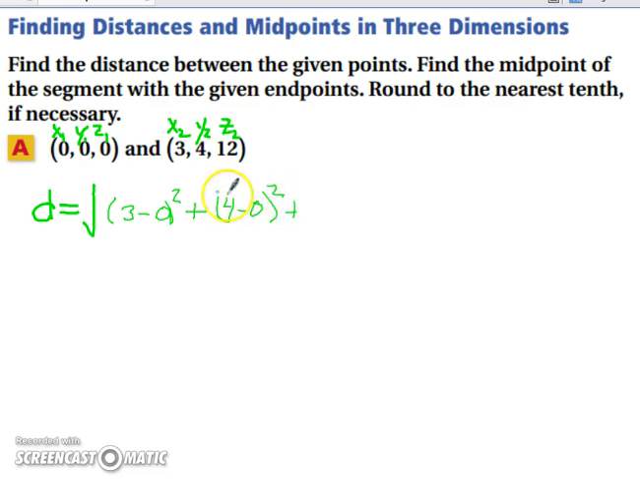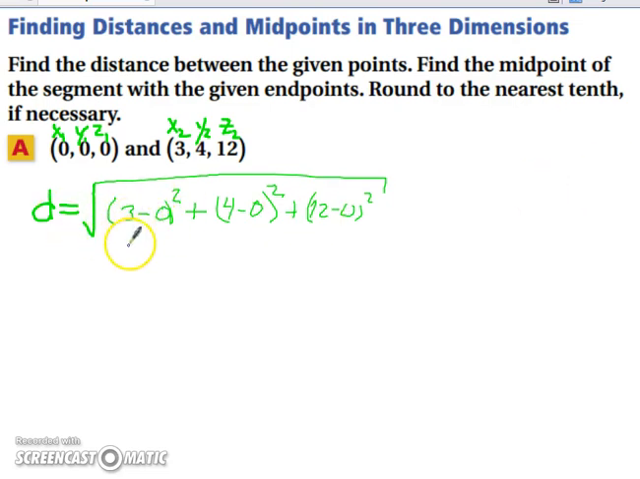And then for our z, we're going to have our 12 minus 0. So we have 12 minus 0. And we're going to square that one. And let's finish off our square root symbol there. Alright, so now let's simplify.